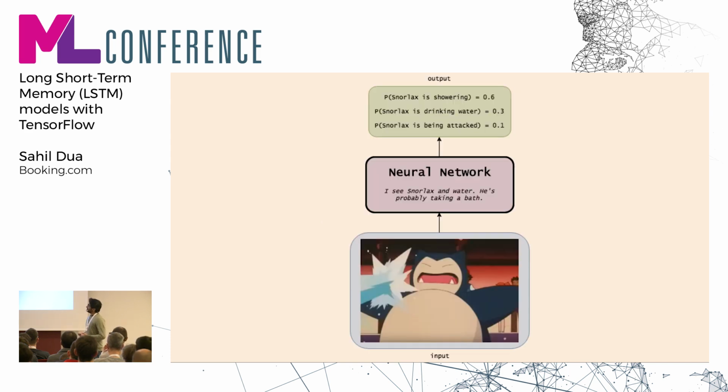So this is what a neural network will do. Let's take this example. We have an image in which a Snorlax Pokemon is getting hit by water. What the neural network is going to see is that there's a Snorlax, there is water, he's probably taking a bath. So the probability of captioning it as "Snorlax is showering" is going to be highest, and "Snorlax is being attacked" is not going to be considered at all. So this is what happens when we don't consider the sequential nature and we just focus on one particular image.